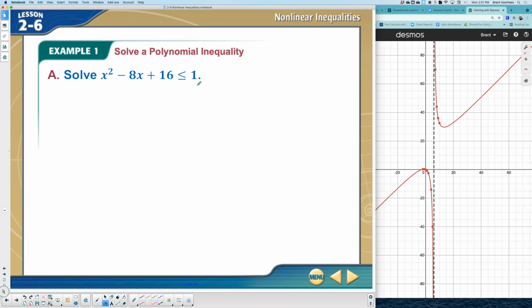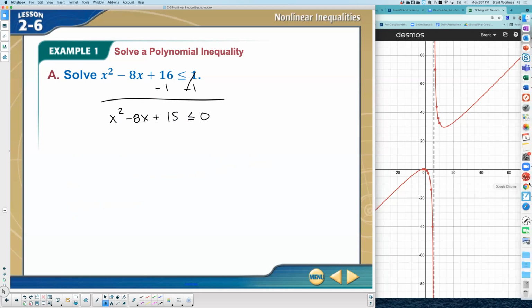So how would I set this equal to 0? How would I get rid of a +1 on the right side of the equation? You would subtract 1. And so the reality of what you're trying to solve is x squared minus 8x plus 15 is less than or equal to 0. Now that's a trinomial, so we could do the X method. You could also use that calculator I created.